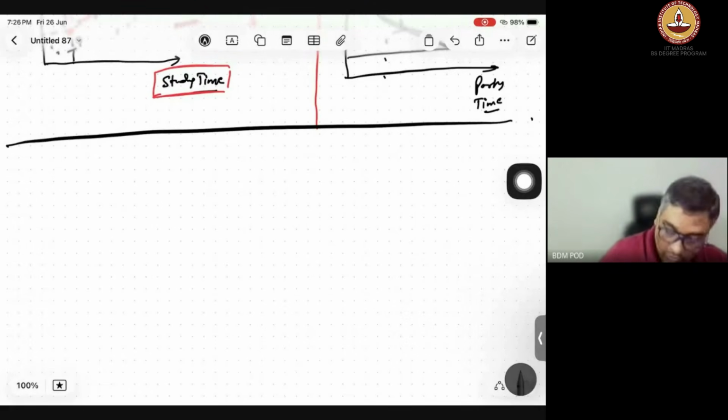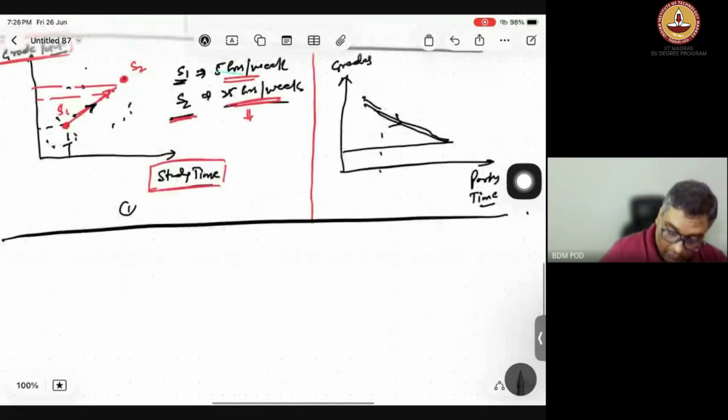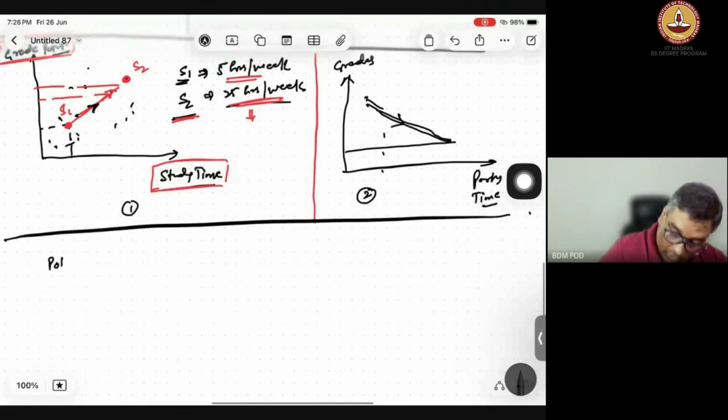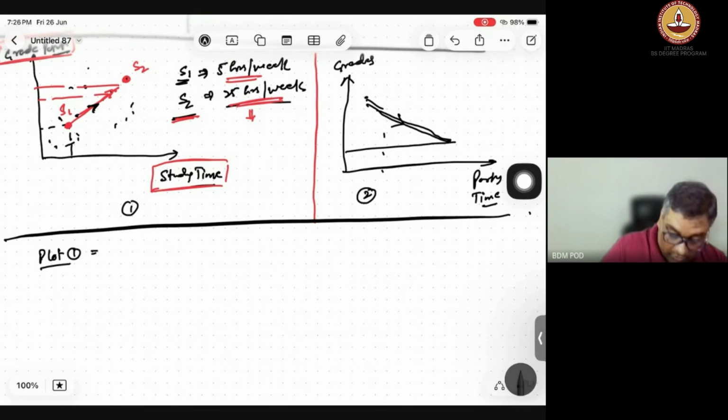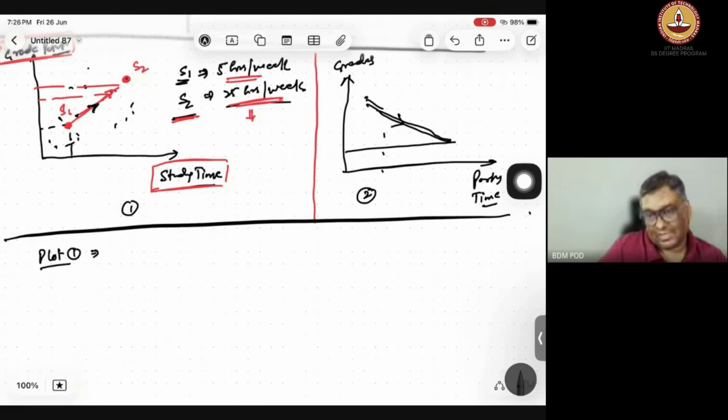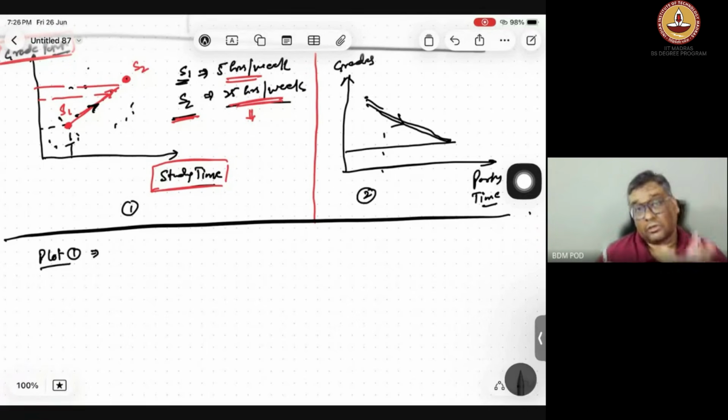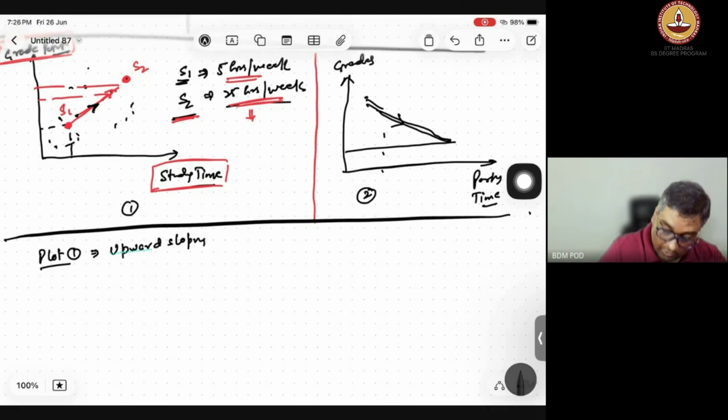In these two plots, we can say this is plot one and plot two. Plot number one is called an upward sloping line plot, where we find a positive correlation. When one is increasing or changing, the other is also increasing. This is called a positive correlation. Plot 1 is an upward sloping plot.